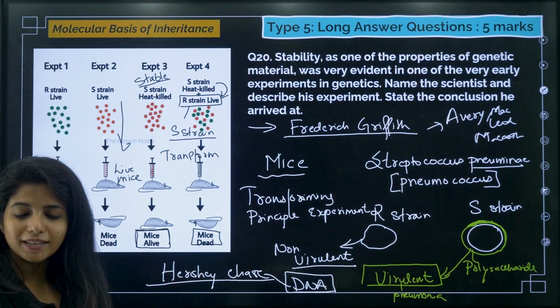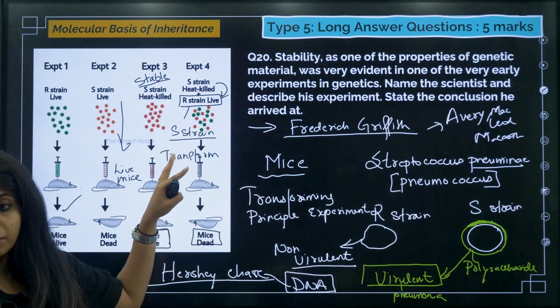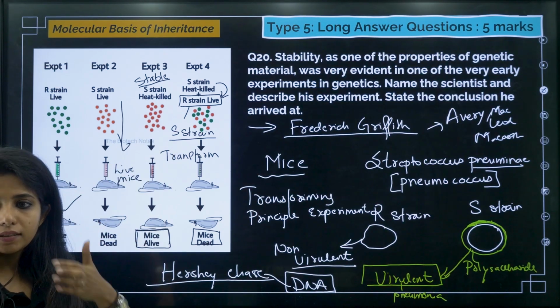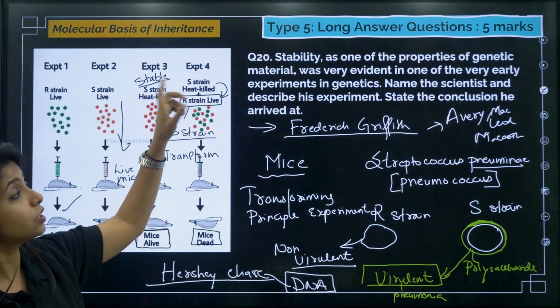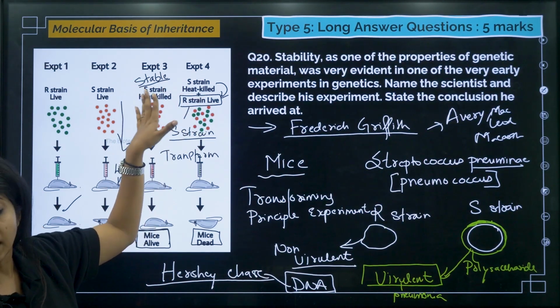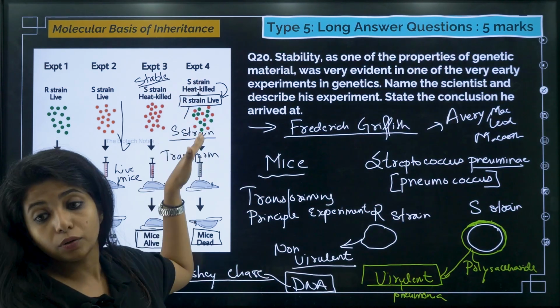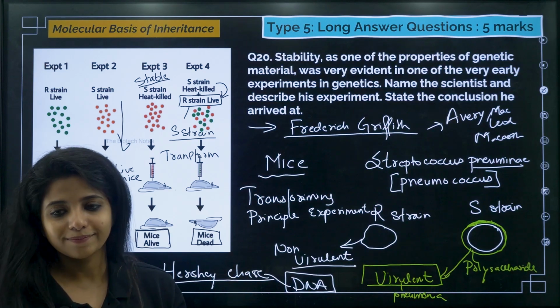So he was able to understand that something is making things transform from one form to another. This is probably the genetic material, and it is very stable. This genetic material has to be very stable. That is why it is not getting killed; under heat also it was not getting killed. It is getting transformed, going from here to here. So it was not heat killed. The genetic material was safe.